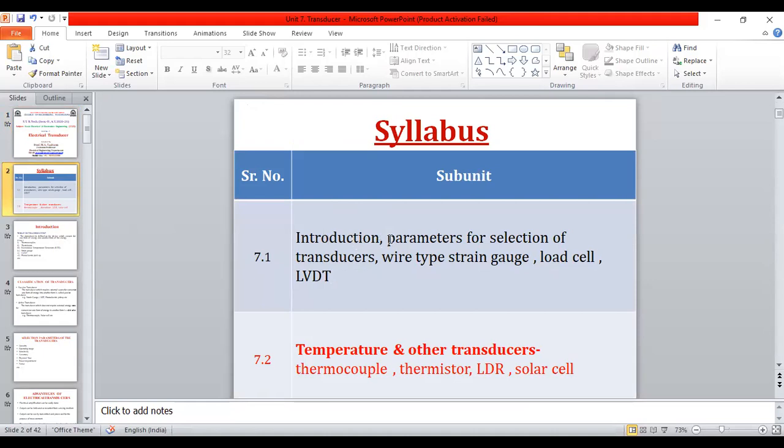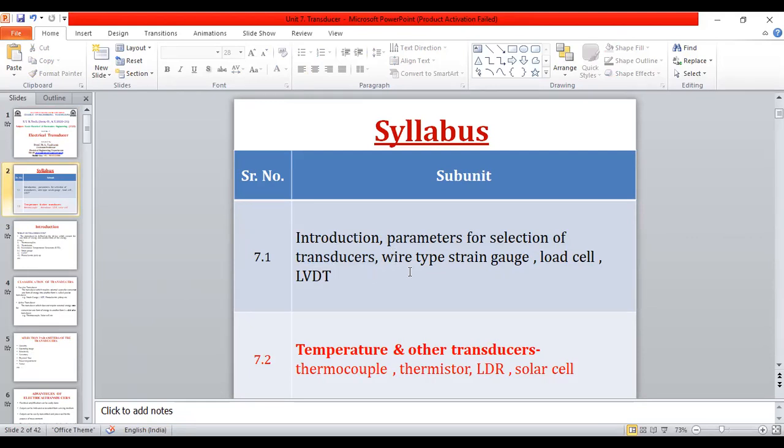Next, the parameters for selection of transducers. What parameters should it have to satisfy? It should consume less power, be more reliable, have more sensitivity, and the cost should be less. Suppose I want to do one particular work; for that work, which transducer do I have to select? Based on what do we select? We have to check what the loading capacity is, what the cost is, what the efficiency is, how much power it will consume, and how much output it is going to give. All these parameters we have to consider while selecting.